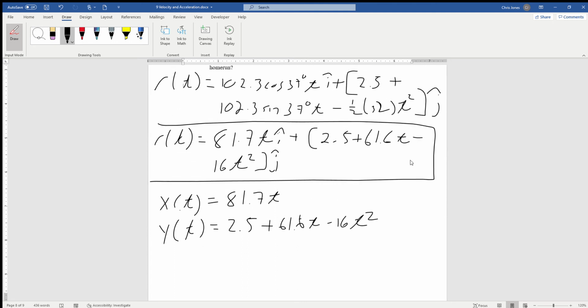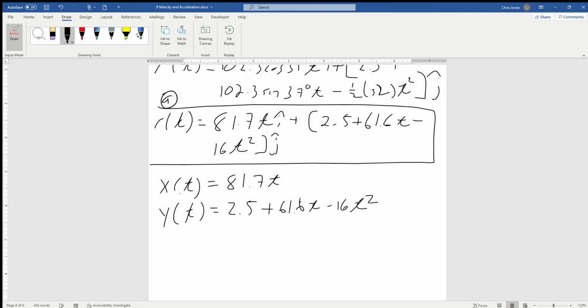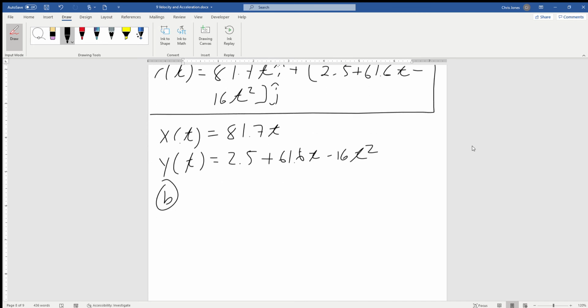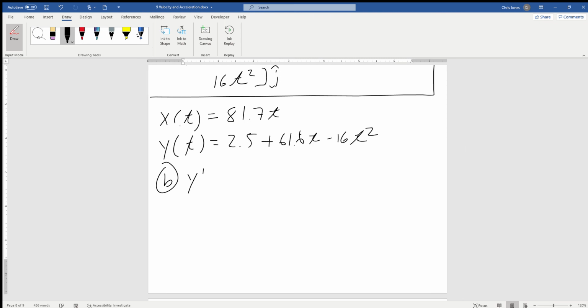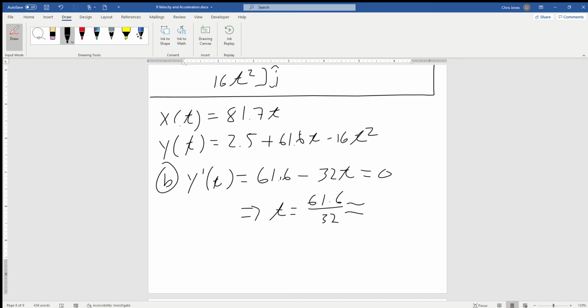To find the maximum height, and this is part B, the maximum height, we're going to find the derivative of y to find the optimal time. So y prime is going to be equal to 61.6 minus 32t. And we set that equal to 0 to find the optimal height. That's going to imply that t is 61.6 over 32, and I'll approximate that, and that's going to be 1.925 exactly.